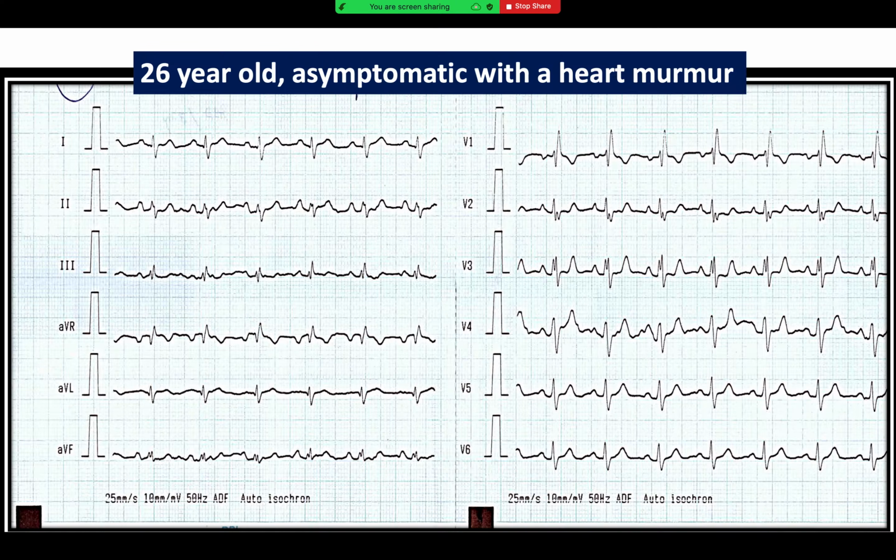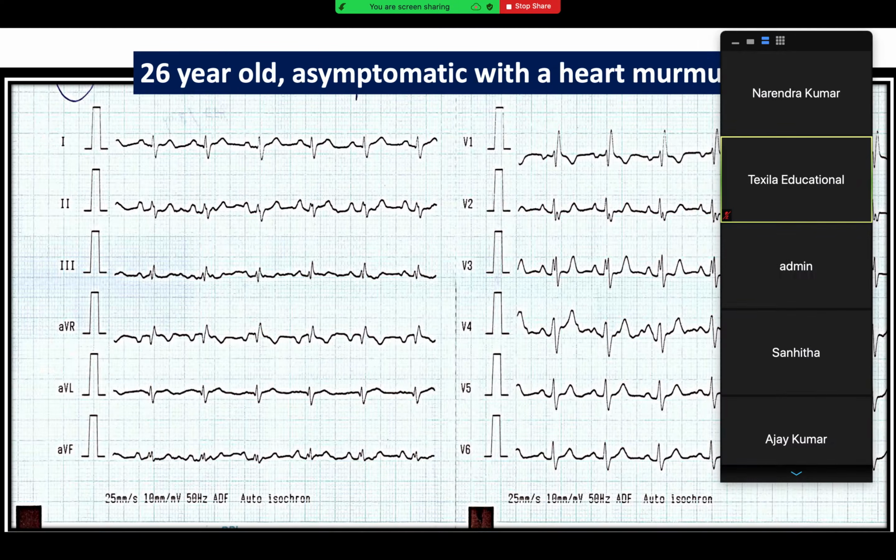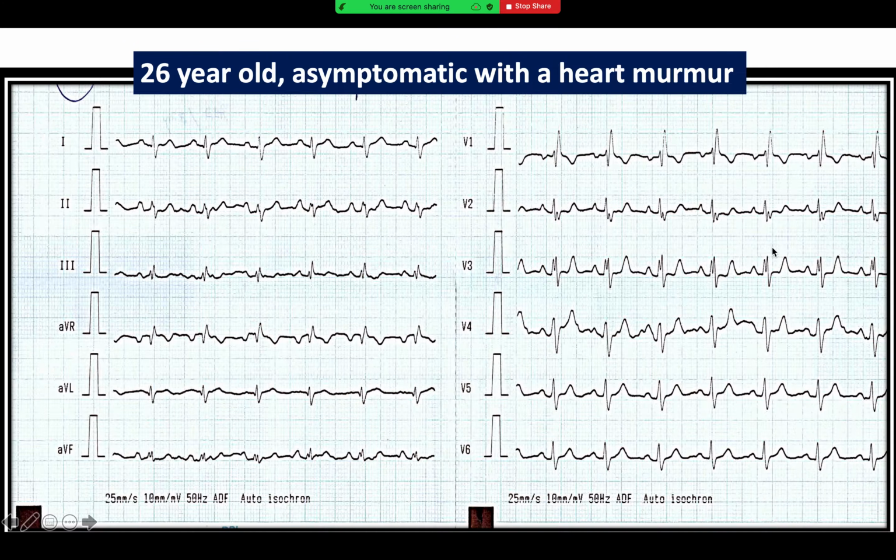So what do you notice in this ECG? The history is already written for your reference as well. 26-year-old asymptomatic, but once you try to auscultate, you notice this. There's a heart murmur. So in the ECG, how about the rate and rhythm? Is it a tachycardia? Is it a sinus or not sinus?